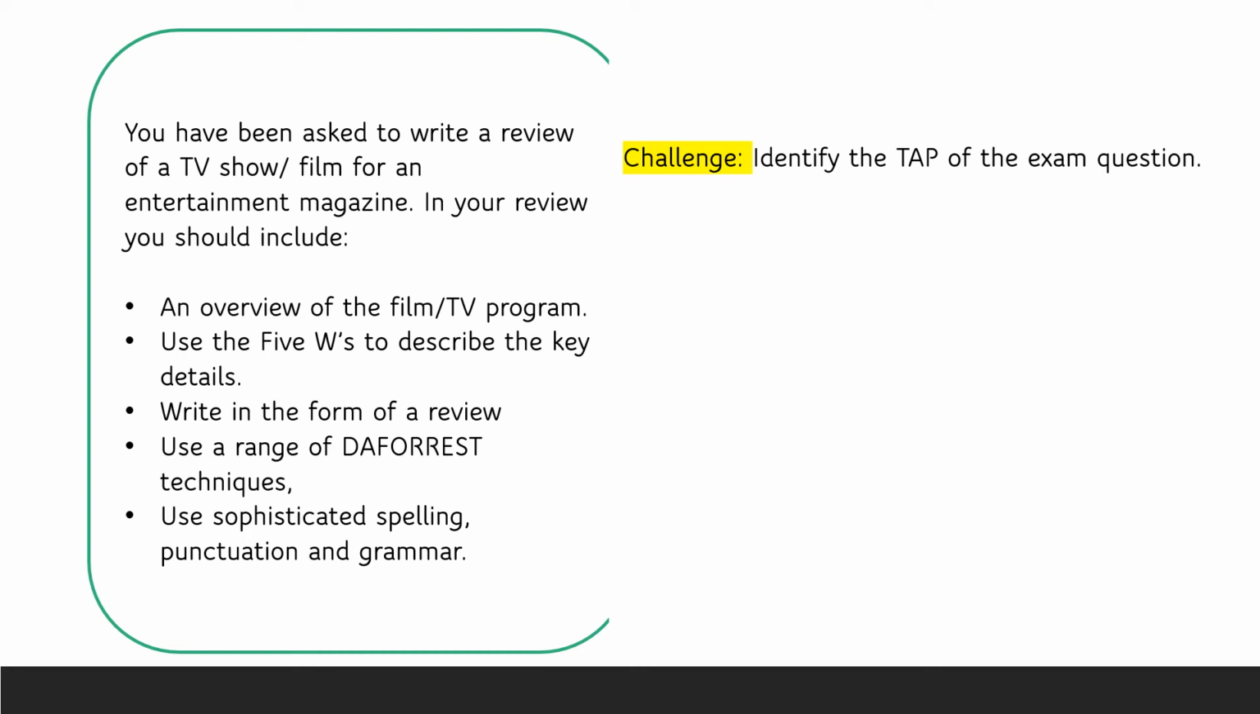So if you think about what the question is really asking us, the actual topic is a review of a TV show or film. The audience are going to be people who read the entertainment magazine. So typically we're going to be talking about adults, I would have thought. And the purpose would be to give an overview of it, to actually explain what the program's about and who would enjoy watching it. Again, referring back to the 5 W's that have been specified in the actual question here as well. So those are some of the key details that you need to pick out, and should be the kind of basic things that you're thinking about whenever faced with an exam question as well.